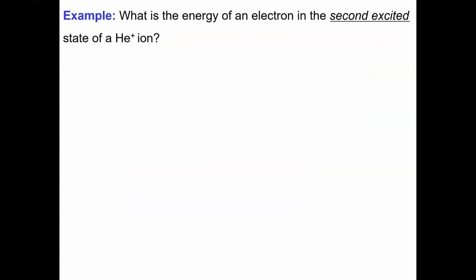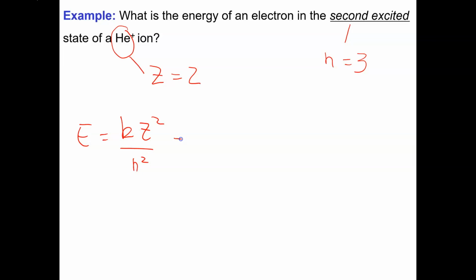So here we go. It says, what is the energy of an electron in the second excited state of a helium atom? So I have to go to the periodic table and find Z for helium, and it's pretty easy. It's 2. And then it says the second excited state, so that corresponds to n equals 3. So E equals K, the Rydberg energy, times Z squared on n squared. And now I am good.